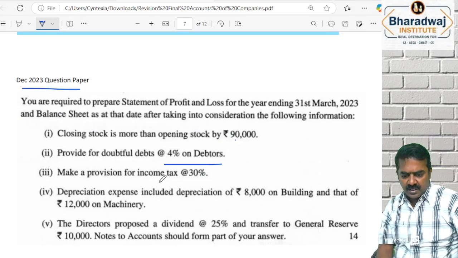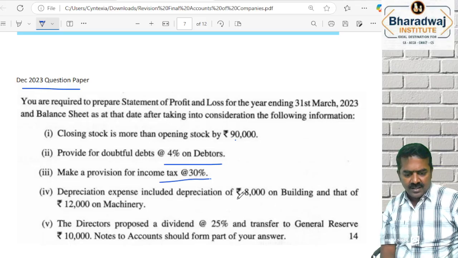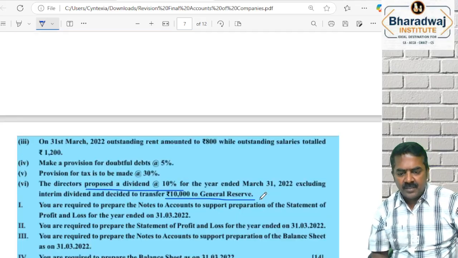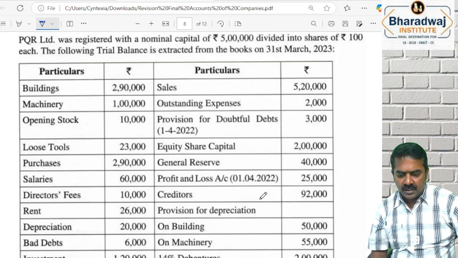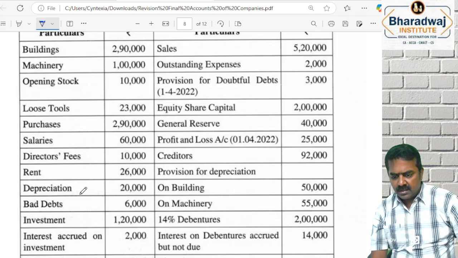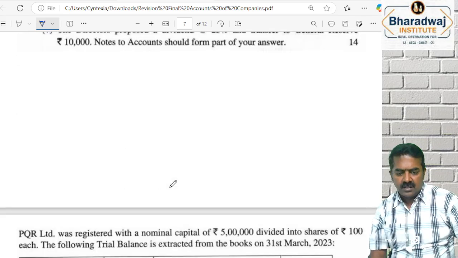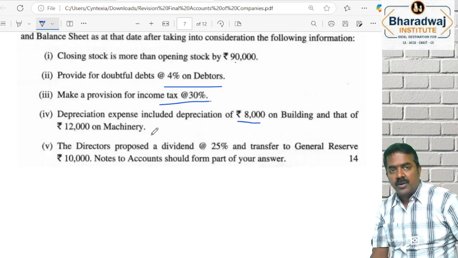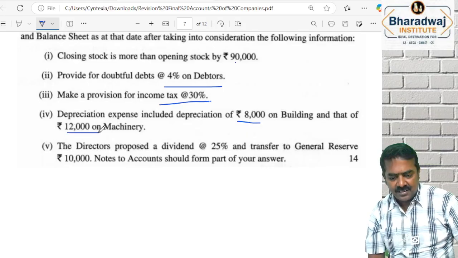Provision 4%, income tax 30,000. Depreciation, we have already done. Depreciation would have been given in the trial balance. The 20,000. What we did was 80,000, here it is 20,000.